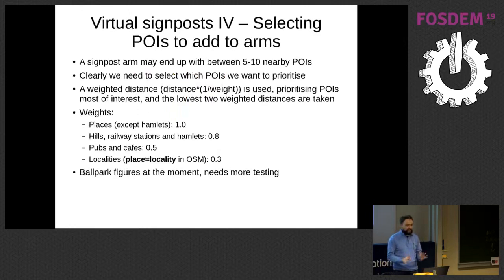Right, a bit on weighting. Different points of interest types get different weightings. Places are weighted heaviest, followed by hills, railway stations and hamlets, pubs and cafes, and then lastly localities. They're ballpark figures at the moment, really what I consider the most important things when out walking. It's not extensively tested, so those figures probably need a bit more refining. The higher something's weighted, the more likely it is to appear on a signpost arm. So I only take the highest weighted, essentially 2 points of interest along a particular route, and add those 2 to that arm.